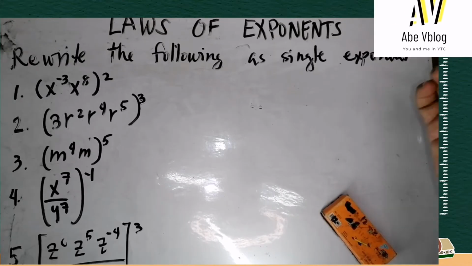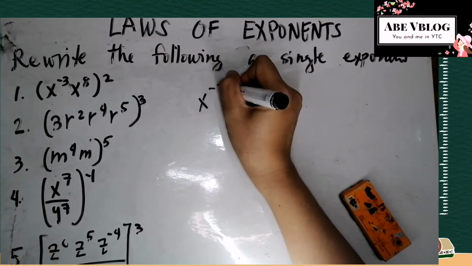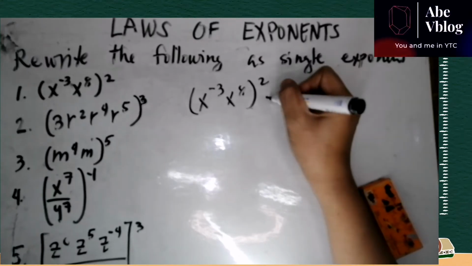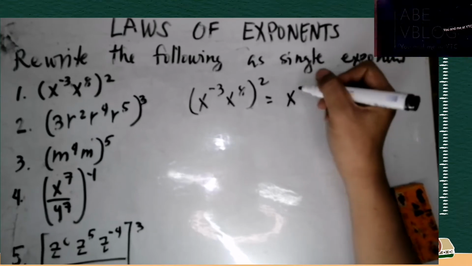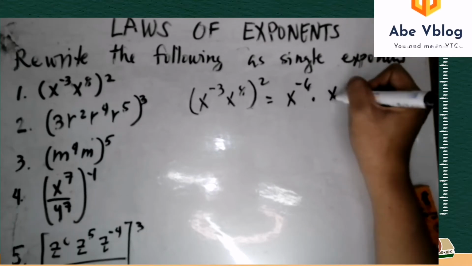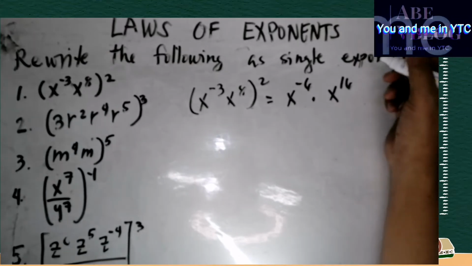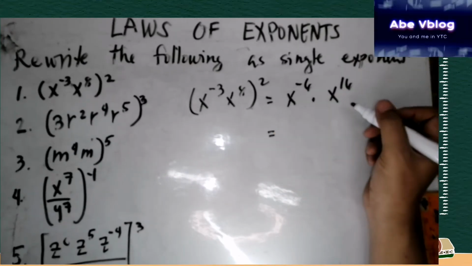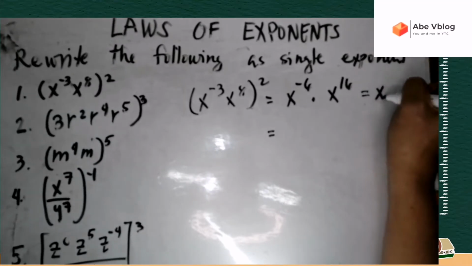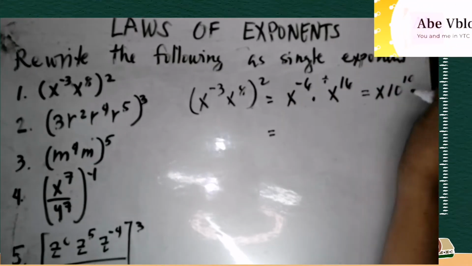Now, let's have our example. Rewrite the following as a single exponent. Number 1, x to the negative 3, x to the 8, closing up in parentheses, squared. So, we multiply these two squared first. So, negative 3 times 2, that's negative 6. So, 8 times 2, that is 16. Okay? So, we are now in multiplication. So, we add. Then, we have different exponent.